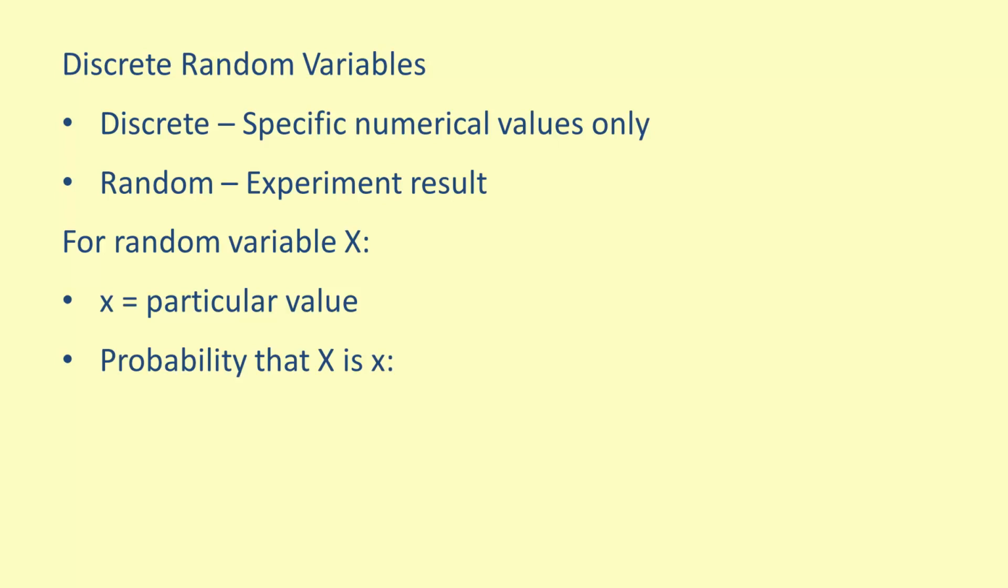We denote the verbal description of the variable with an uppercase X. Any specific value of X is denoted with a lowercase x. We denote the probability that the variable is x with either the notation, the probability that X equals x, or the probability of x.